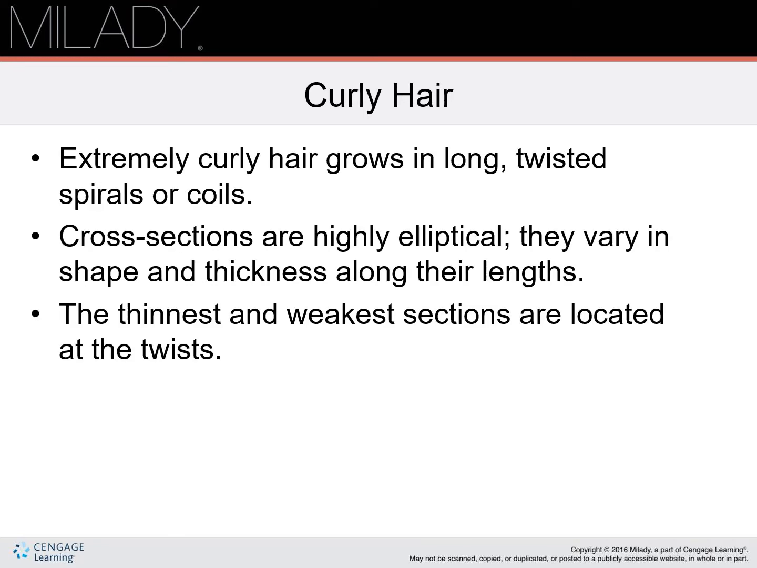So, curly hair. There are many different varying degrees and types of curly hair. You have extremely curly hair. It grows in a long twisted spiral or coil. Cross sections are highly elliptical and vary in shape and thickness along their lengths. Extremely curly hair usually breaks at the twist because of the weakness and the force that is put on it to straighten it.